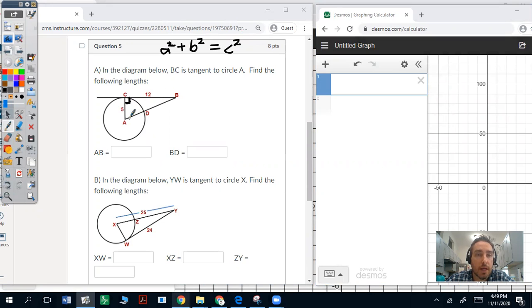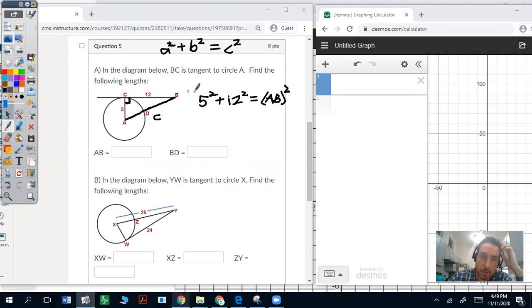So if I want to know the length of AB, I can call that the hypotenuse since that's across from the 90-degree angle. That's kind of like your lowercase c. So it's going to be 5 squared plus 12 squared equals, I'm going to call it AB just because that's the name of the segment. So AB squared.